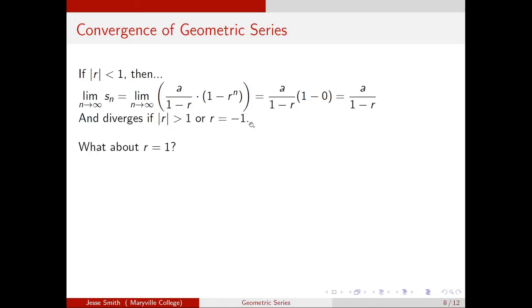If r is bigger than 1, or if r is negative 1. From the previous slides, we saw that the limit as n goes to infinity of this will diverge. Thus, this limit will diverge, and so the entire limit diverges.